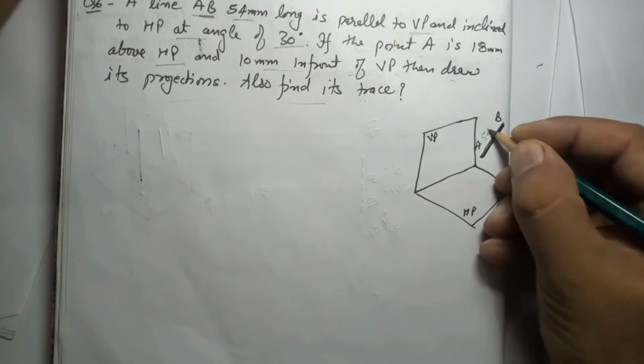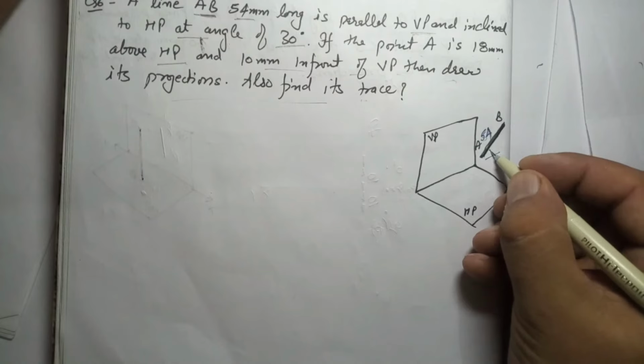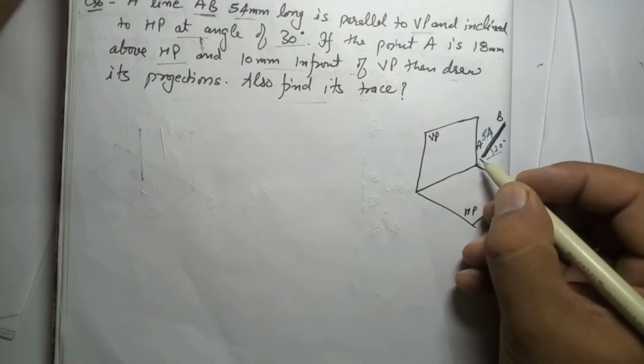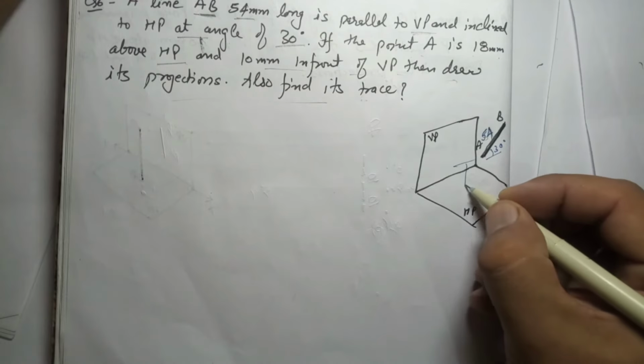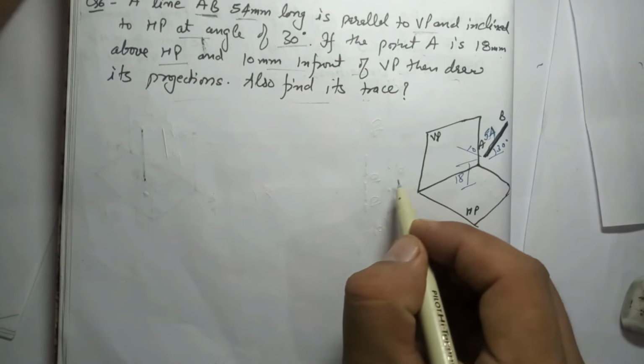So the line is AB, and I have drawn the line AB. This is 54 mm long. It is inclined to HP and parallel to VP, at an angle of 30 degrees. So let's say this angle is 30 with HP. Let's say this point A is 18 mm above HP, so this gap is 18 mm, and 10 mm in front of VP, so this gap is 10 mm.